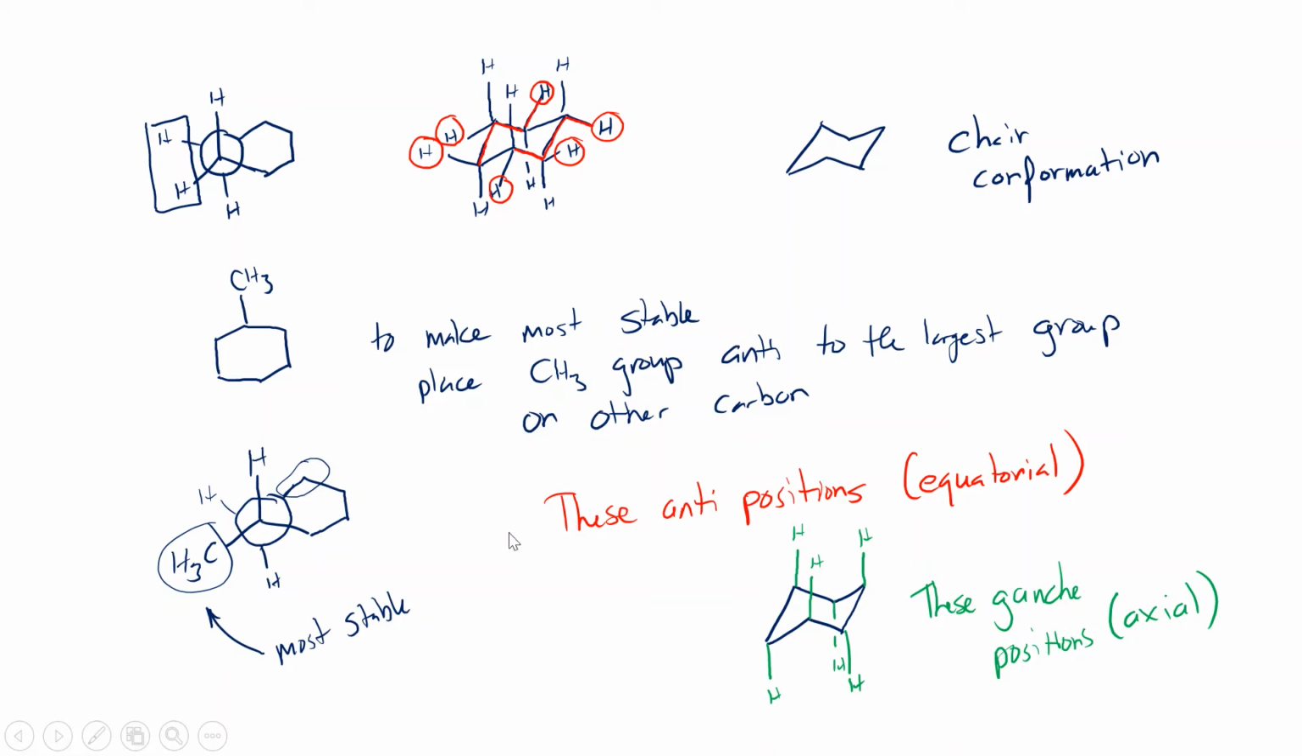Now, the important takeaway point is that if we have large groups, they will always be more stable in equatorial positions. The reason that they're more stable in the equatorial positions is that it minimizes steric repulsion and allows it to be anti to the large group that's on the other side.